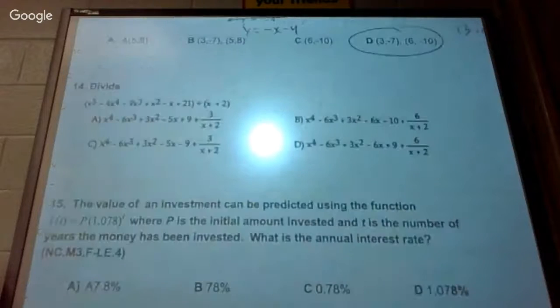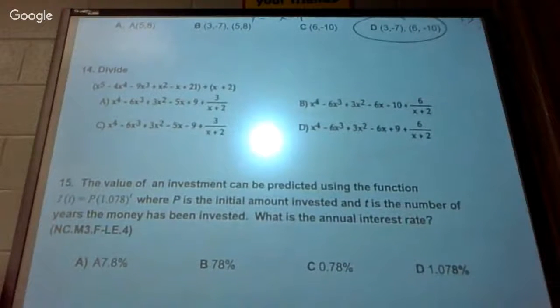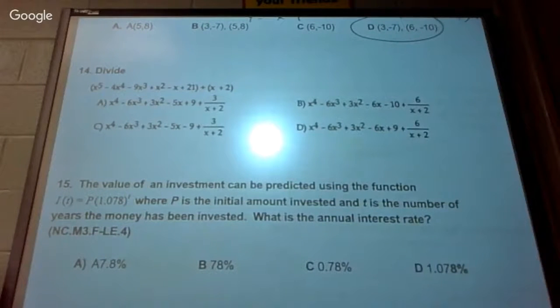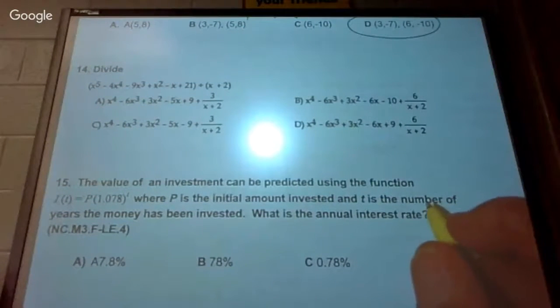14, long division problem. One way you can actually do this is take negative 2, substitute it in, and see what you get for the final answer. And you'll either get 3 or 6 because that's what your remainders are. So you would have been able to eliminate half of them right off the bat by using the remainder theorem. I hope you catch that on the video. Now, however, you were supposed to use long division or synthetic division. I didn't really teach you a whole lot about synthetic division.